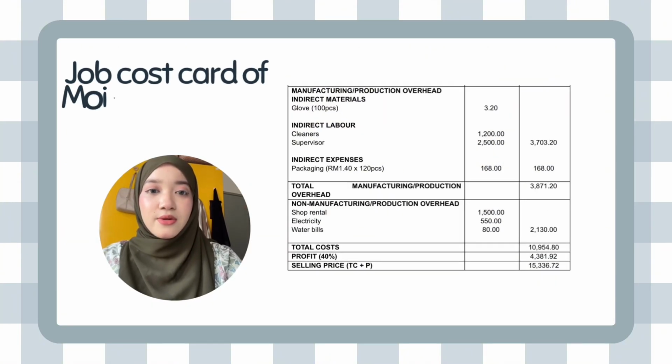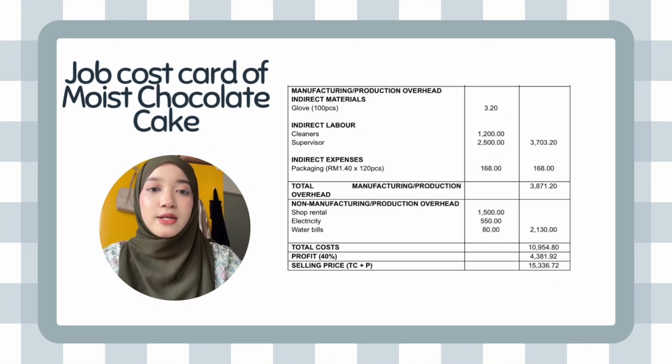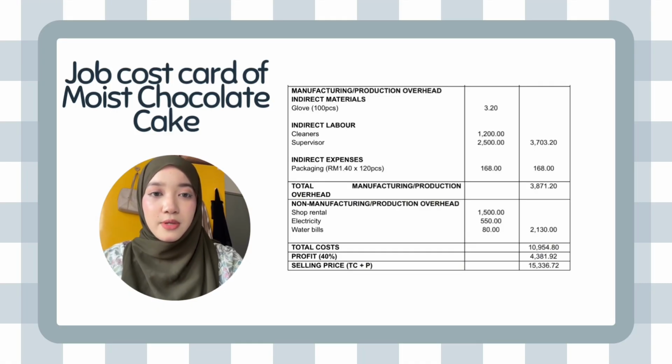First, indirect material: we have gloves, 100 pieces, which cost a total of 3 ringgit and 20 cents. Next, for indirect labor, we break it down into 2 roles. For the cleaners, the cost is 1,200 ringgit. For the supervisor, the cost is 2,500 ringgit. That brings the subtotal for indirect labor to 3,703 ringgit and 20 cents.